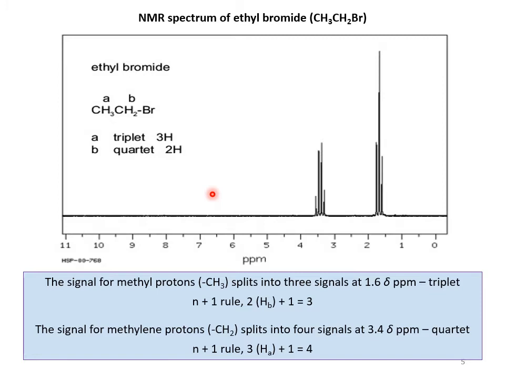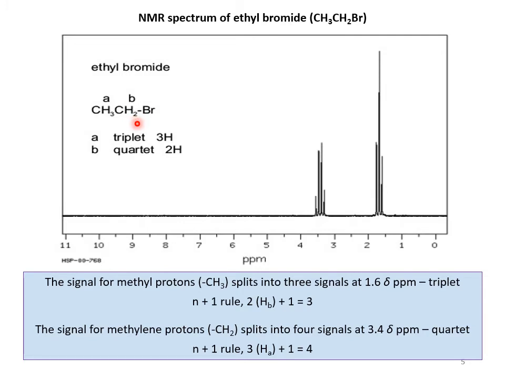There is another example. So this is the NMR spectrum of ethyl bromide. Ethyl bromide also gives two signals because it has two distinct chemically non-equivalent hydrogens. One is for the methyl protons and the other is for the methylene protons. So here the signal for the methyl protons splits into a triplet, whereas the signal for the methylene protons splits into a quartet.